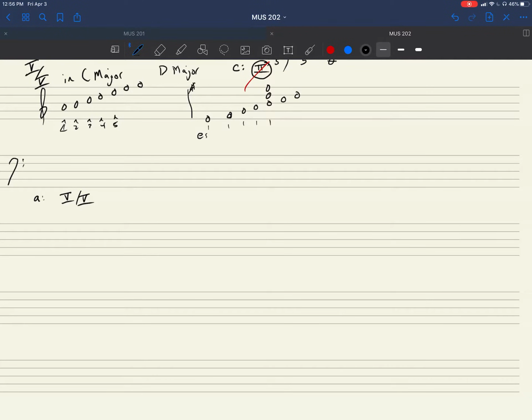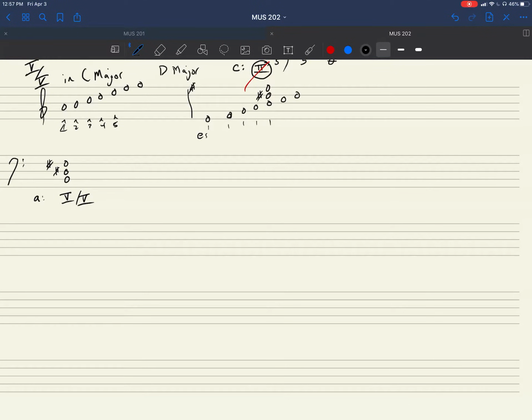So we've got B, D, F sharp. So that's a minor triad. In order to make it major, you've got to raise the third, which is your leading tone. So a 5 of 5 in A minor is going to be B, D sharp, and F sharp. Pretty simple. So let's just do a few more.